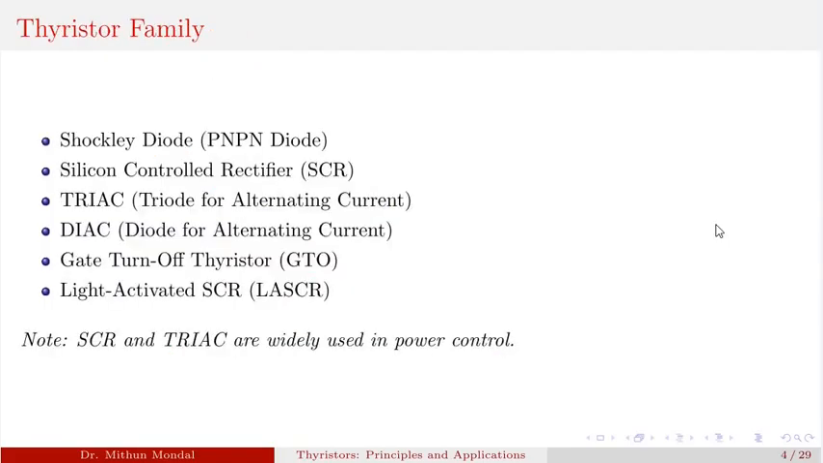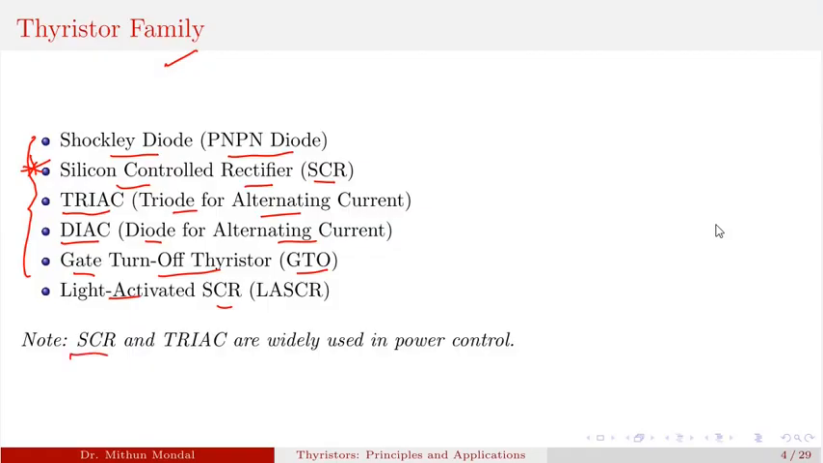The different thyristor families are the Shockley diode, which is basically the PNPN diode, the silicon controlled rectifier, which is SCR, and this is what is very famous, which we are going to discuss in great detail. The Triac, the full form is triode for alternating current, the Diac, which is diode for alternating current, the gate turn-off thyristor, and the light activated SCR. Please note, this is not the full family of the thyristor. This is one of the few important families. There are other thyristor members also.